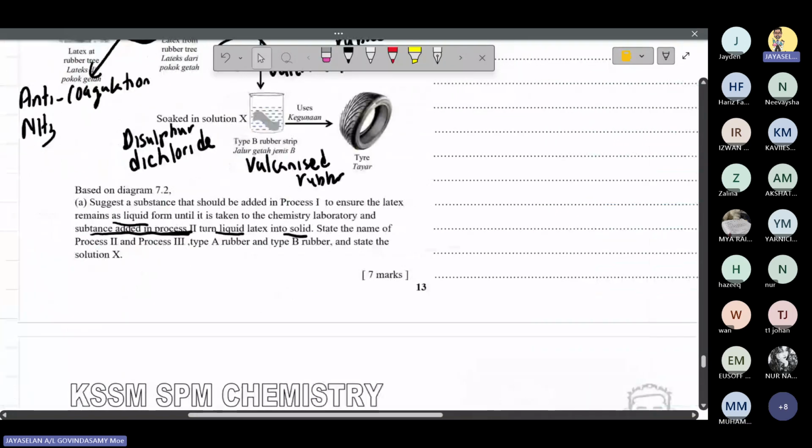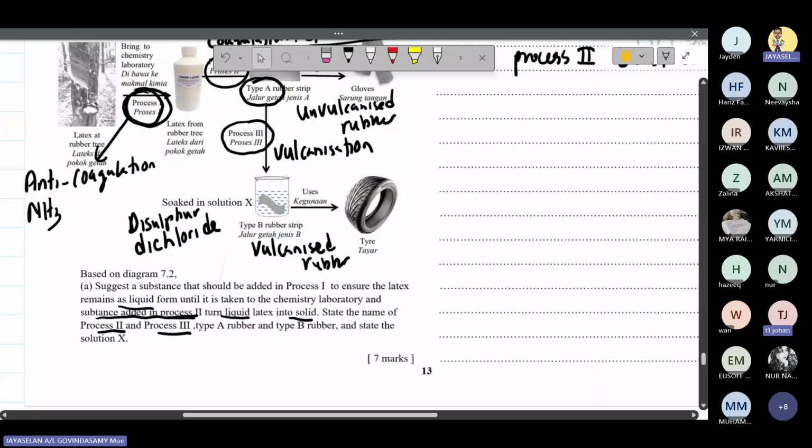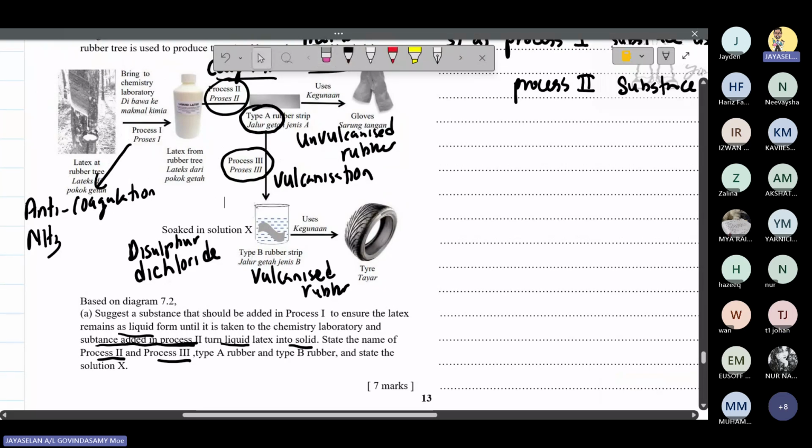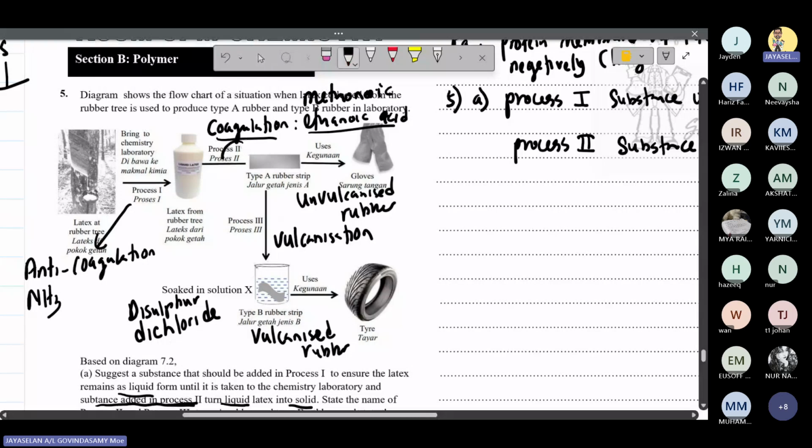Okay, next question. I check the question, requirement of question. Next, state the name of process 2 and process 3. Process 1 dia tak tanya. Okay, process 1 tak ada dalam sukatan kamu. So, dia tanya process 2. Process 2 is coagulation. Process 3 is vulcanization.